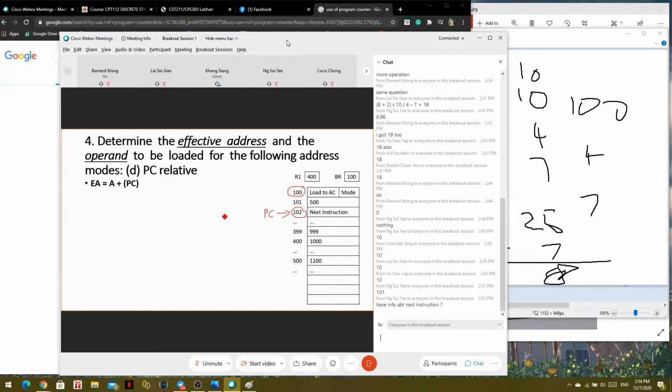So how do you do the displacement? Displacement is like you use the A plus the program counter value. So your effective address is 500 plus your 102, so your effective address is 602. So what is inside 602? Do the calculation again because you have this one already. So 602 should be 1202.